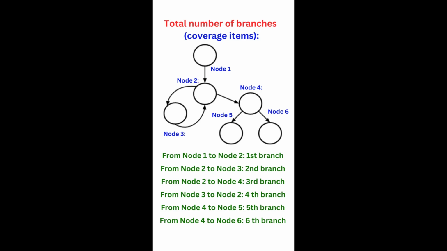From node 1 to node 2, first branch. From node 2 to node 3, second branch. From node 2 to node 4, third branch. From node 3 to node 2, fourth branch. From node 4 to node 5, fifth branch. From node 4 to node 6, sixth branch. Thus, there are 6 branches to test.